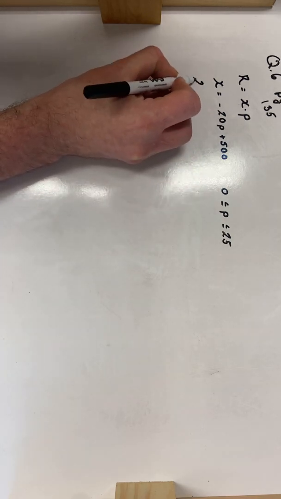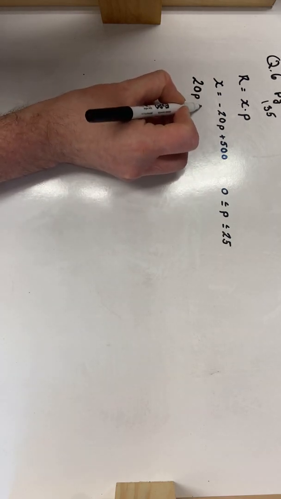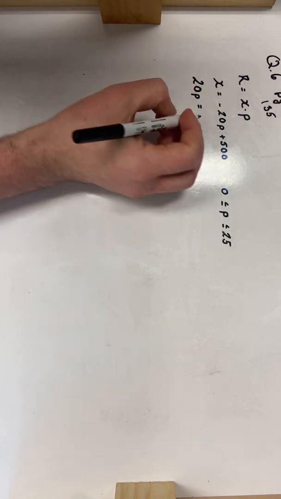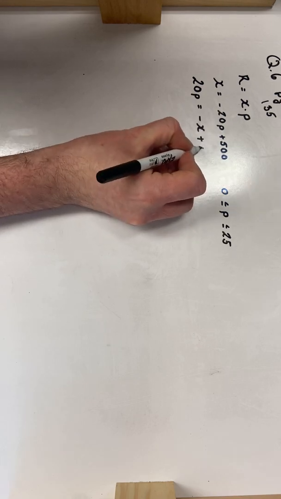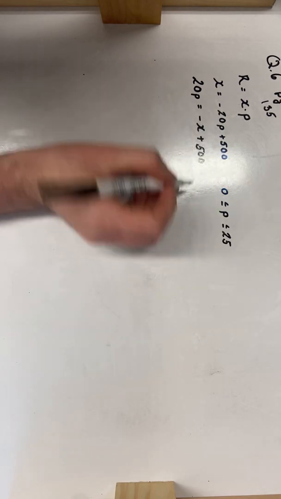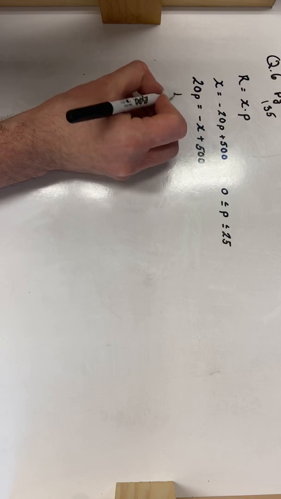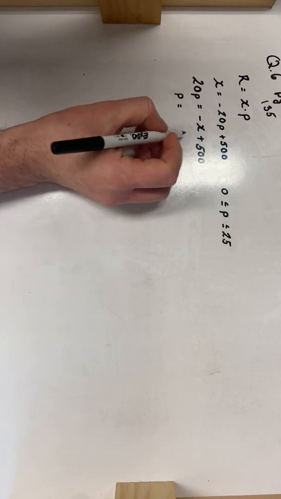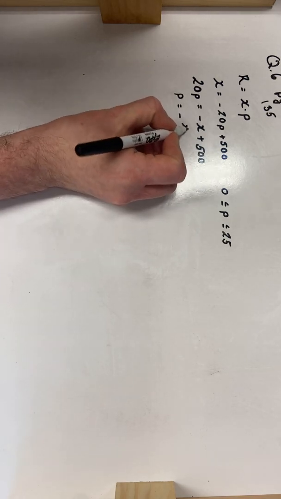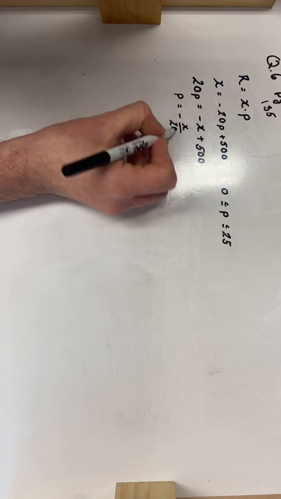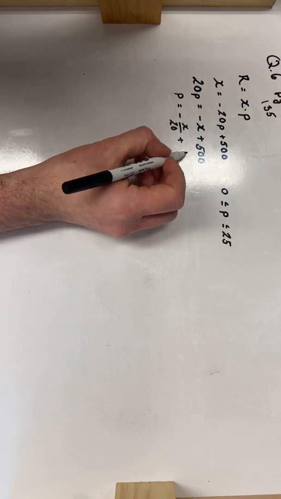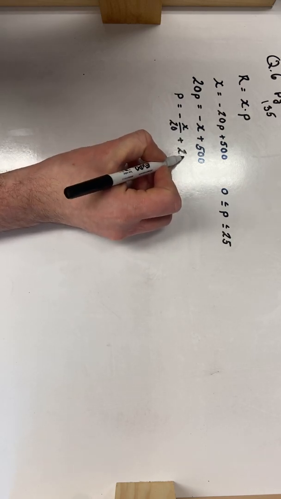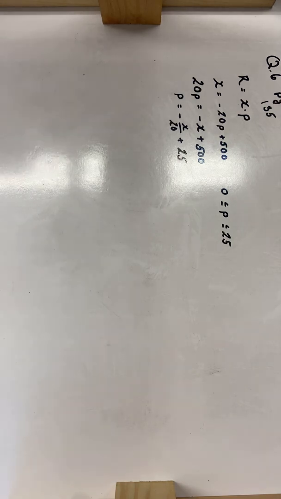So that will give me 20P is equal to, I'm going to subtract X to the other side, and so I will have minus X plus 500. And now to get P by itself, I'm going to divide both sides by 20. And so I will get P is equal to negative X over 20 plus 500 divided by 20, which is 25. That's it. That is P as a function of X.